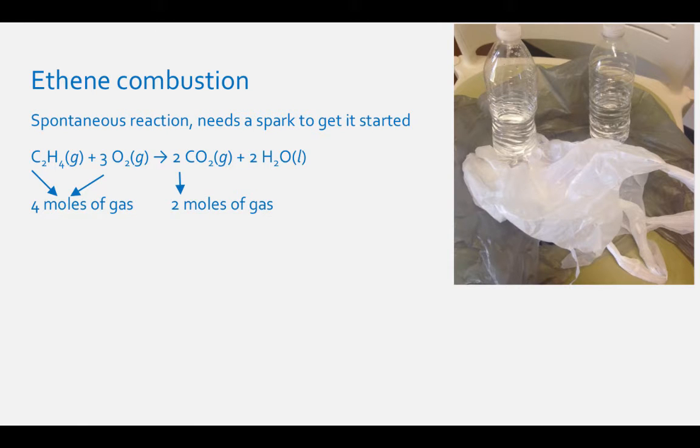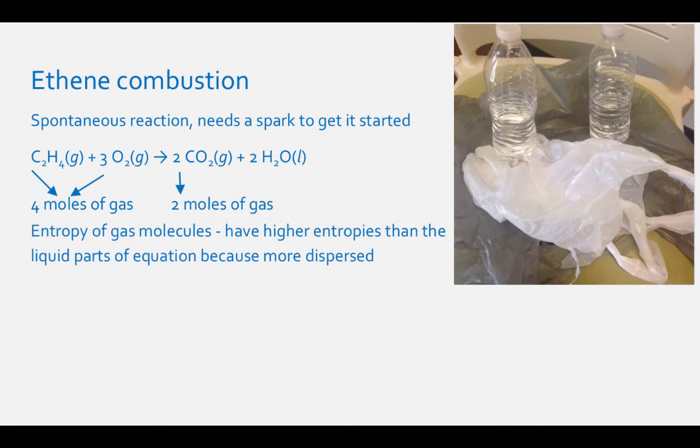To predict the entropy change of this reaction, think about the entropy change of the gas particles. They are going to have a large entropy because they have the most dispersed energy. The liquid parts of the equation will have much smaller entropies. So, since we are producing fewer moles of gas than we are consuming, the change in entropy of the system will decrease. If this is a spontaneous reaction, we know that the delta S universe is positive and the delta S of the system is negative.